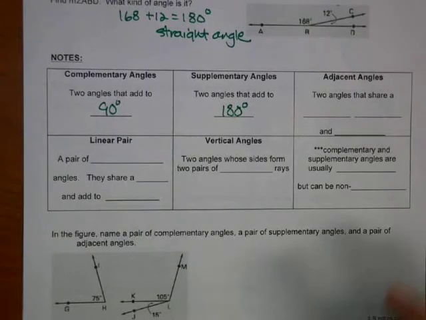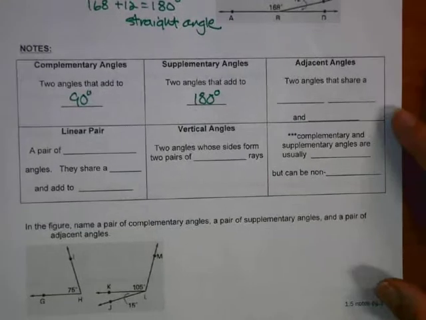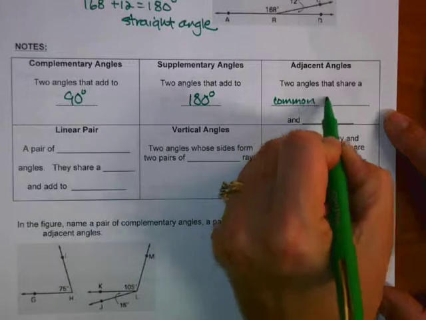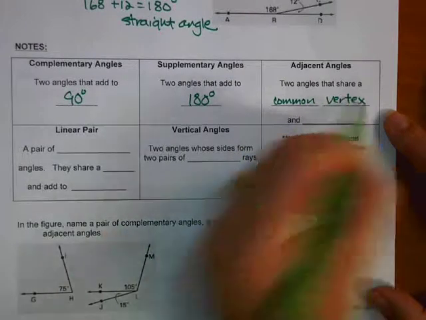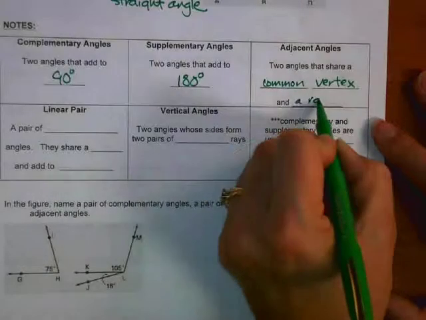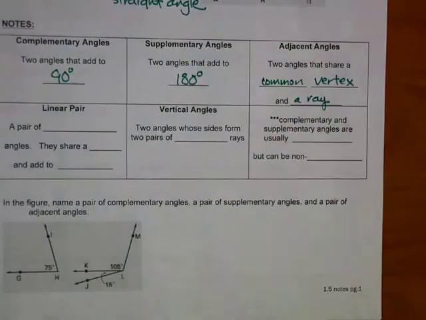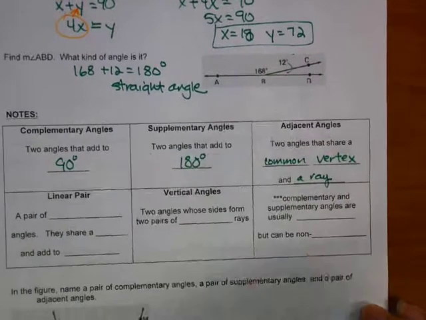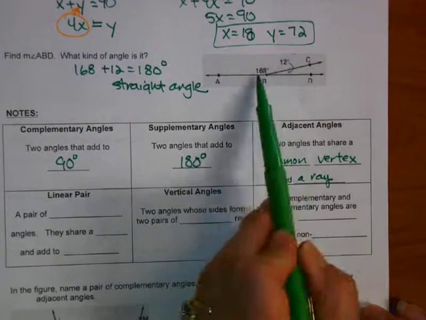All right, adjacent angles are two angles that share a common vertex and a ray. So they share a common vertex and they share a ray. So are these adjacent angles? Yes, they share a common vertex and they share a ray.